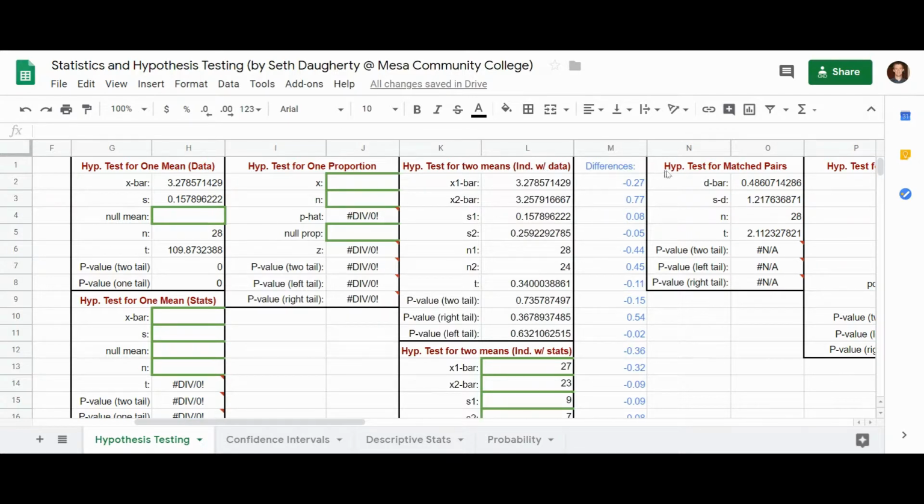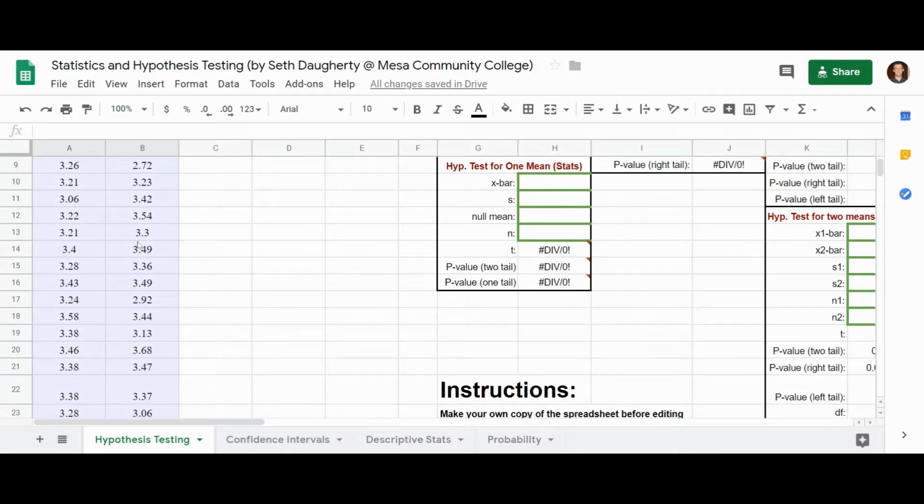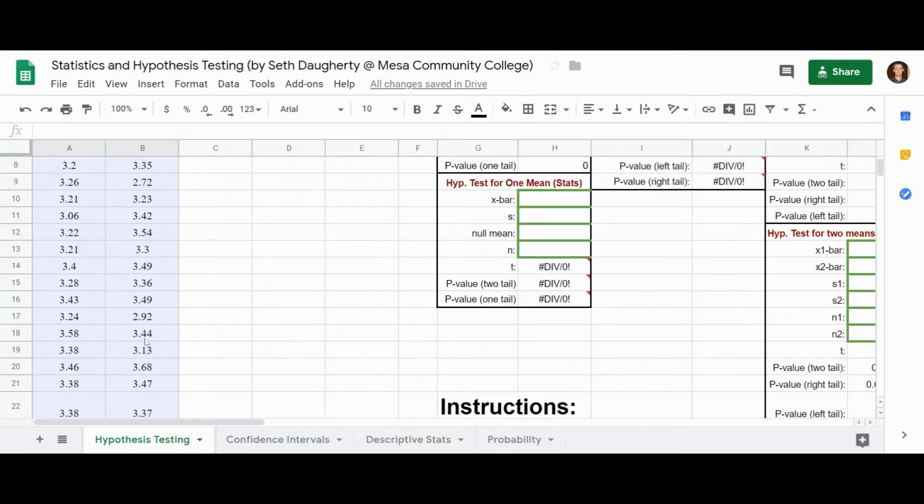If these were matched pairs, we could do the same thing, but remember, if there were matched pairs, then the n would be the same for both of them, because these would be dependent data sets, and so the size of each sample would be the same.